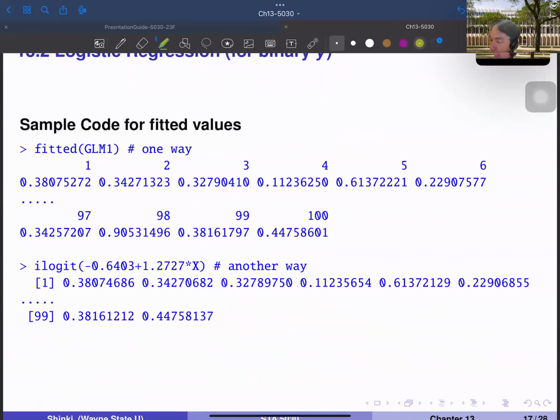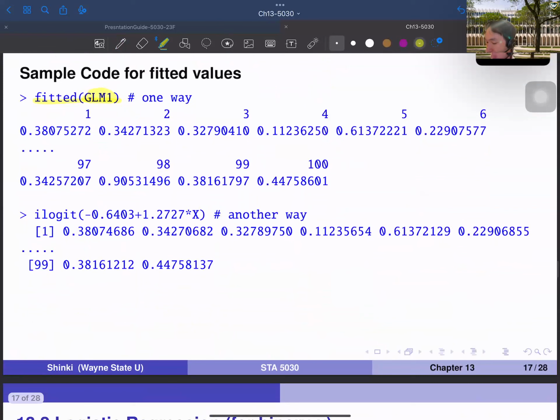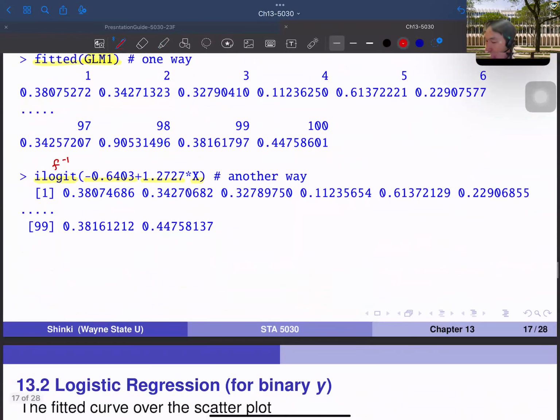The fitted value is obtained by fitted of GLM1. This is the same as linear regression: we put the object within the fitted function. More manually, you can extract the coefficients and multiply by the x value, and we use the ilogit function, that is F inverse. Then we get the probability. So this number and this number are the same. We calculated fitted probability for the existing 100 observations.